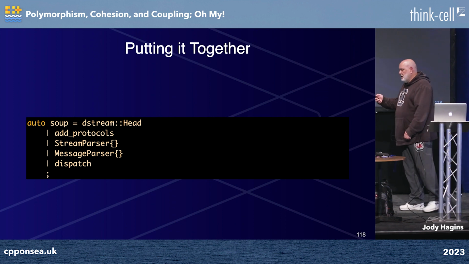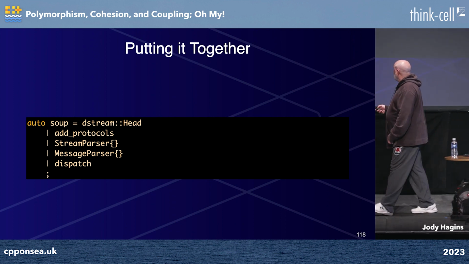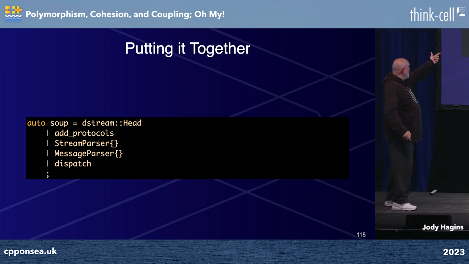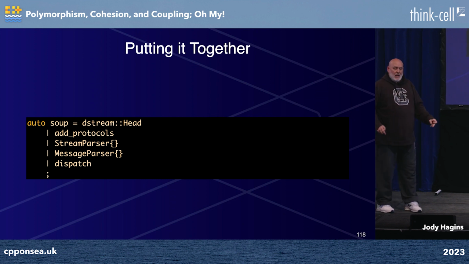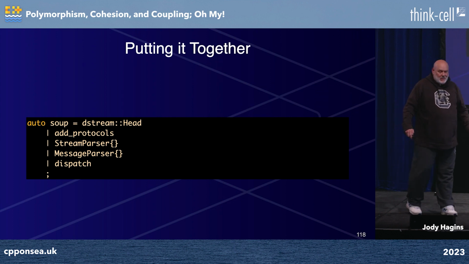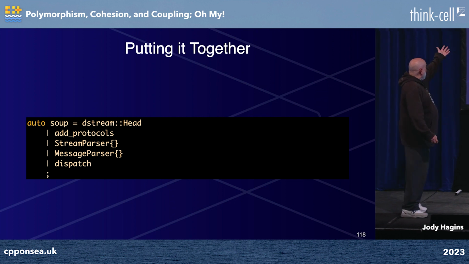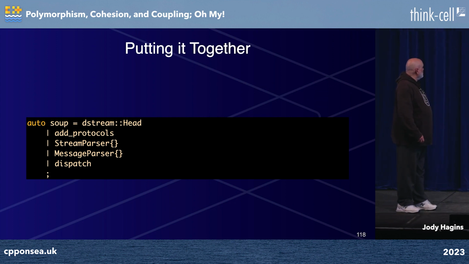There you go. There's soup. Soup is a stream head with add protocols, stream parser, message parser, and the dispatch. Now, if you notice earlier, some of these were lambdas. So you could write inline lambdas here if you wanted to. But if you write inline lambdas there, how are you going to test that inline lambda? Right? So I want to give names to things so that I can test them. And now I've got soup.